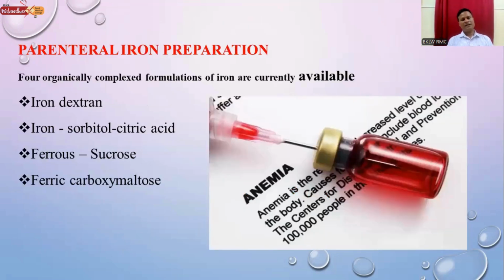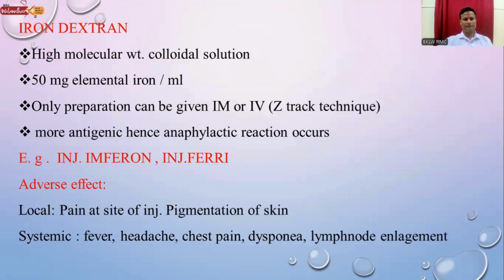So examples of parenteral iron preparations are iron dextran, iron sorbitol citric acid, ferrous sucrose, and ferric carboxymaltose. We cannot administer oral iron salt as it is because of its protein precipitating nature. So iron needs to be complexed organically so as to use it by parenteral route. So these are 4 currently available parenteral preparations. We will see one by one.